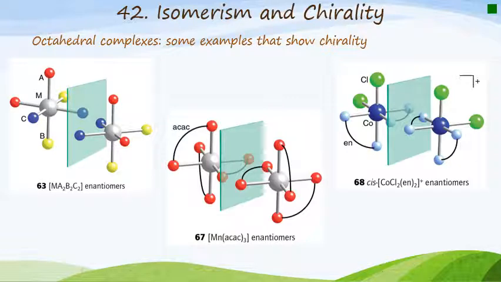Okay. Some octahedral complexes also show chirality, so you can see very clearly that in this diagram here you have two enantiomers. In this diagram here, you also have two enantiomers, and in this diagram here, you also have two enantiomers, where they are mirror images of one another.